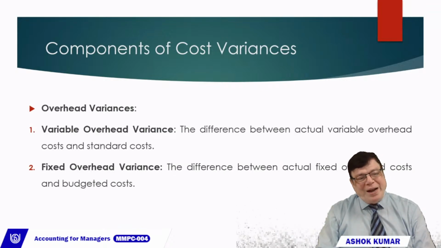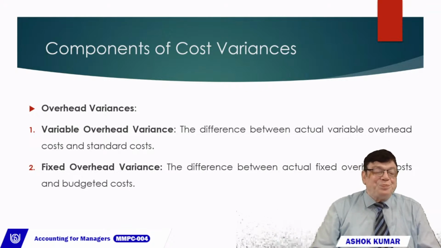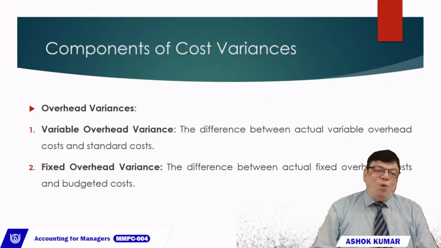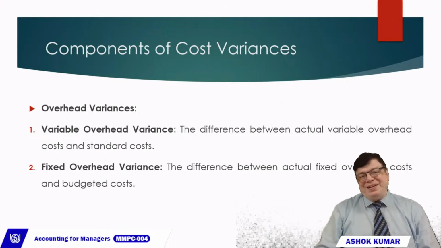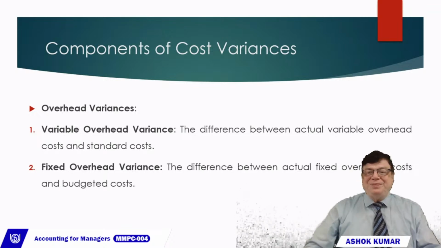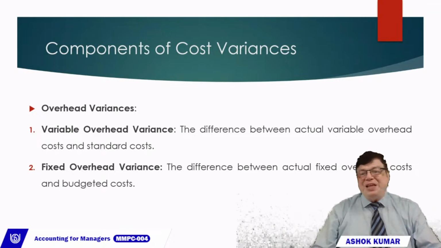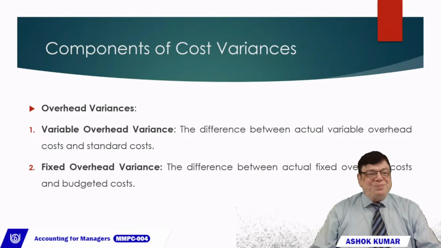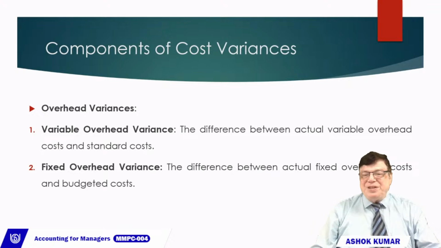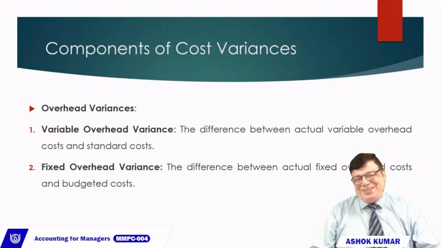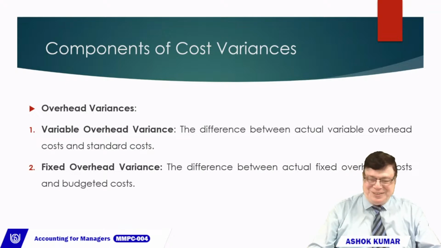Next is overhead variances. In overhead variances, we study variable overhead variance. The difference between actual variable overhead cost and standard costs. That is variable overhead variance. Next is fixed overhead variance. The difference between actual fixed overhead costs and budgeted costs.